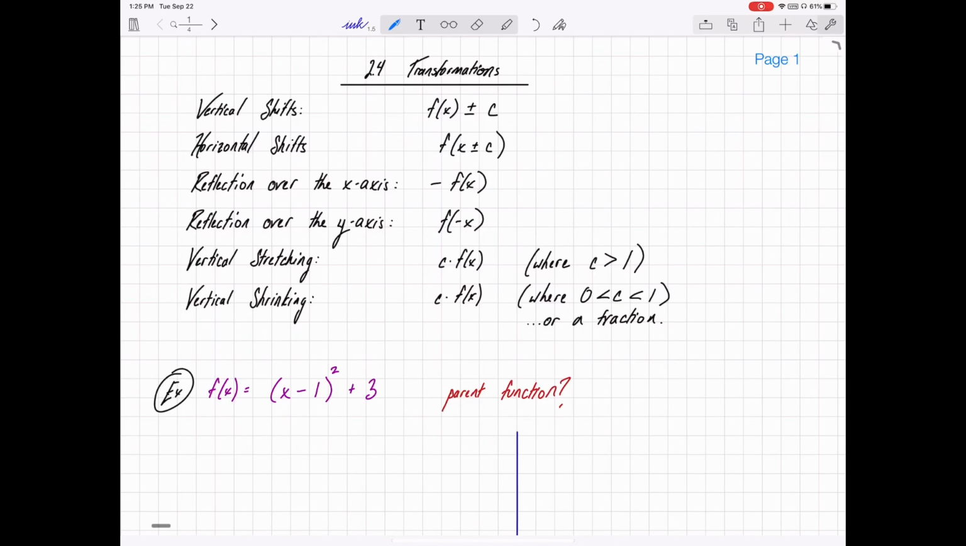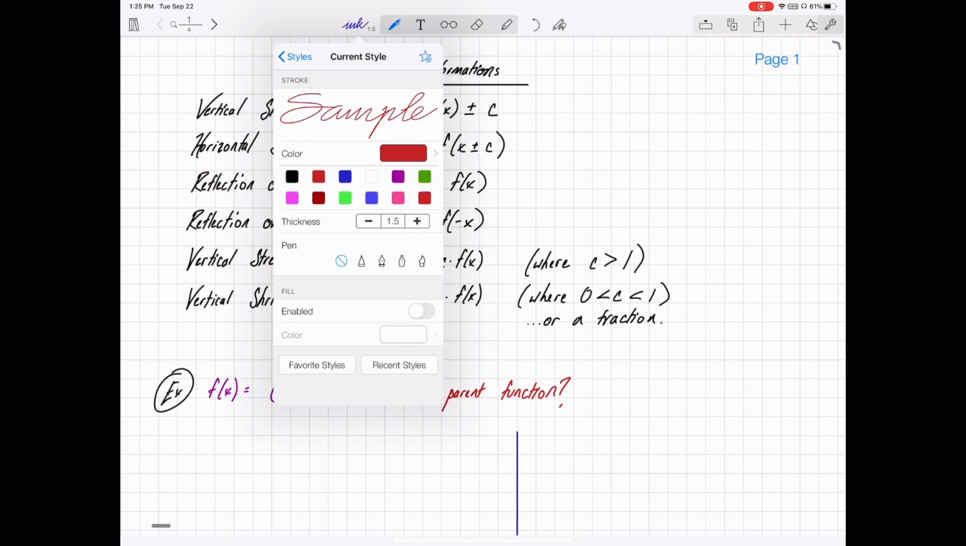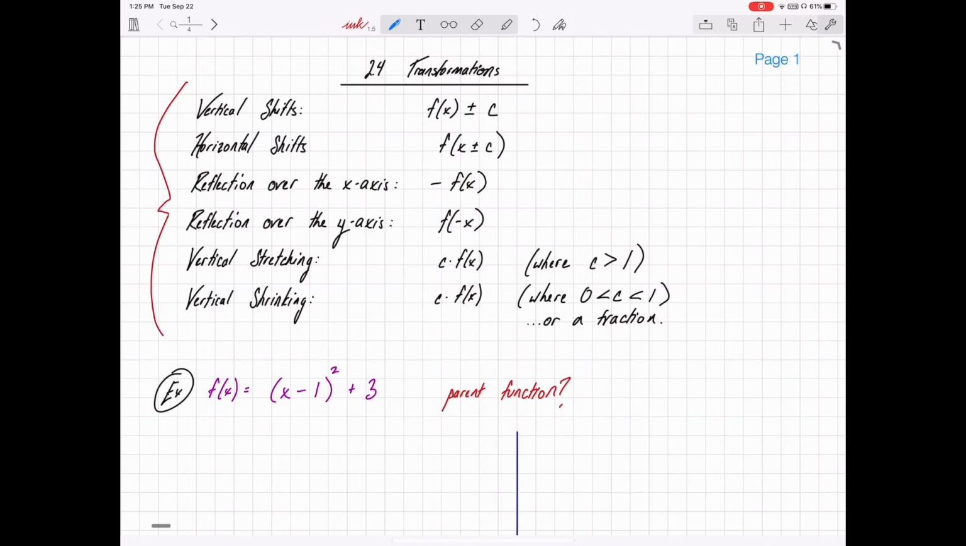So in this first section here, I just went ahead and wrote out all of the transformations that we'll use. So these apply to any function. These will apply to any function in trig or anywhere where you have to shift functions around. So vertical shifts are going to be adding or subtracting a number to your function. Horizontals will be inside the function.